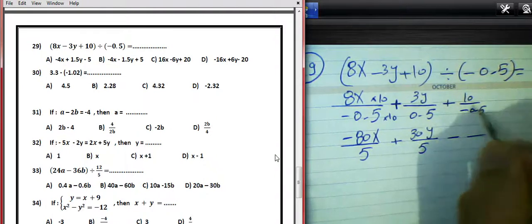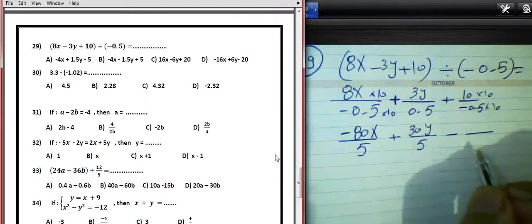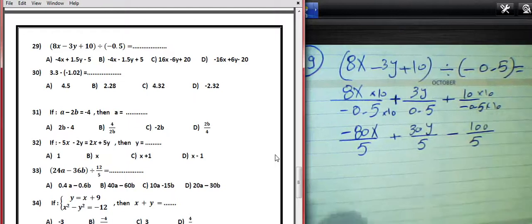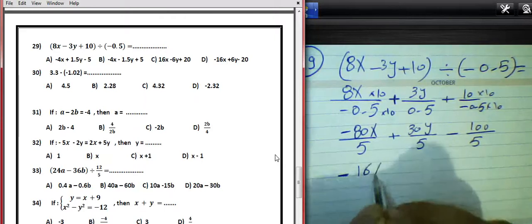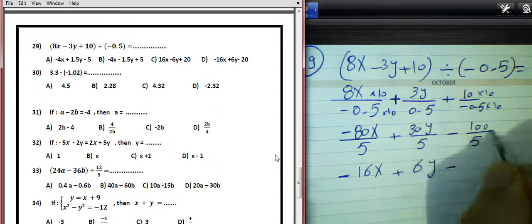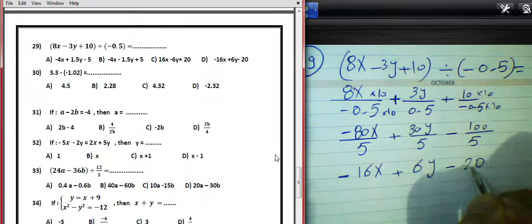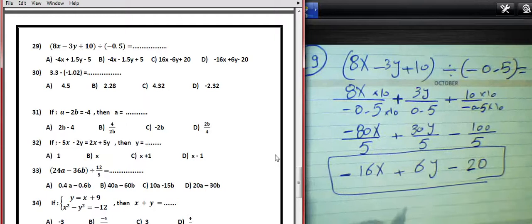Then 10 over half: we can multiply 10 by the numerator to cancel the point in the numerator, because the numerator must be a whole number, right? 5 here and 100 in the numerator. 80 divided by 5, we can write negative here. 80 divided by 5 equals 16x, plus 30 divided by 5 equals 6y. Subtract 100 divided by 5, which equals 20, and 0 divided by 5 equals 0. Okay, so the result will be negative 16x plus 6y minus 20. The result will be letter D.